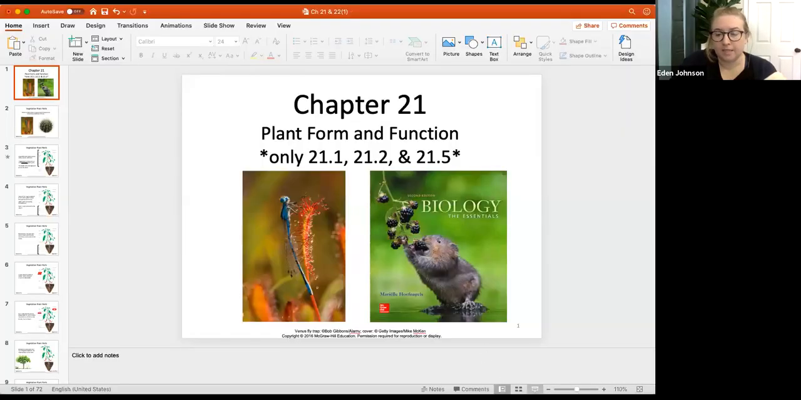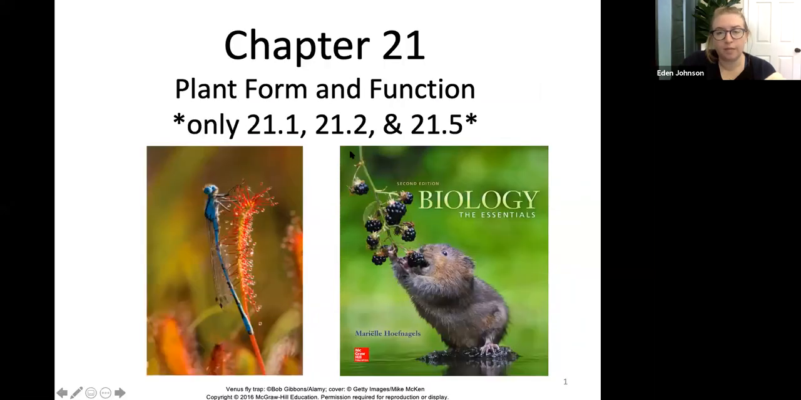So we're going to do chapter 21. It's only about 25 slides. So we're going to do that in one lecture, and then there will be 2 lectures for chapter 22. So let's go ahead and get started. I'm going to share my screen. All right, guys. So chapter 21, plant form and function.